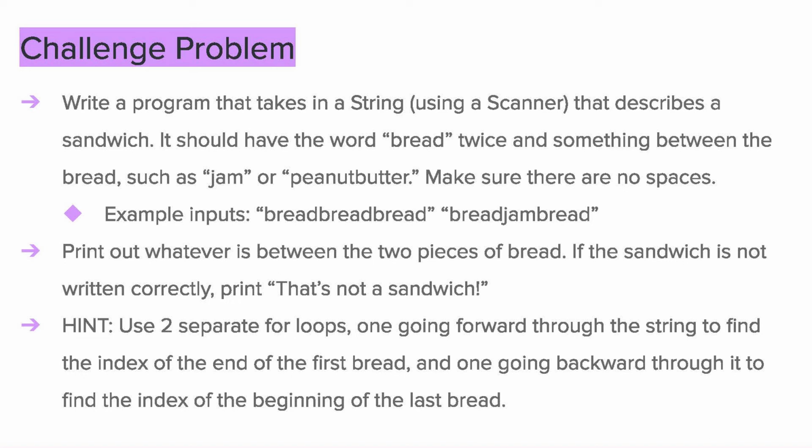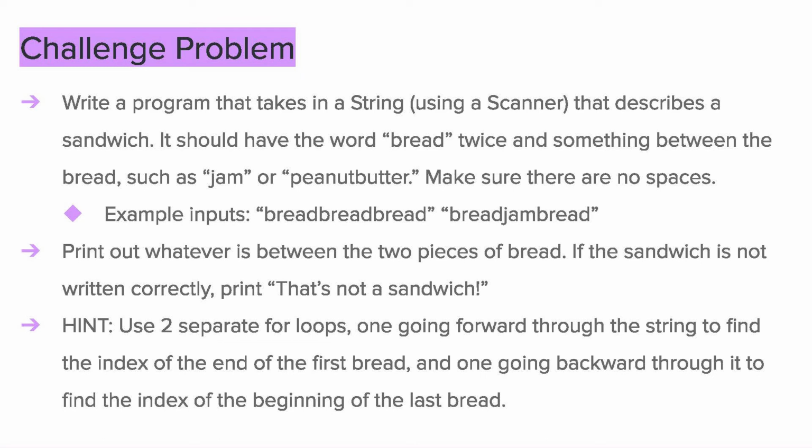The string that you input as a user is meant to have the word bread twice in it, with something between them. Make sure that there are no spaces. The program needs to print out the thing between the 2 pieces of bread. If the sandwich isn't written in the correct bread something bread format, then it should instead print out, "That's not a sandwich." We're given a hint just because this question's a little different from the ones that we did before.